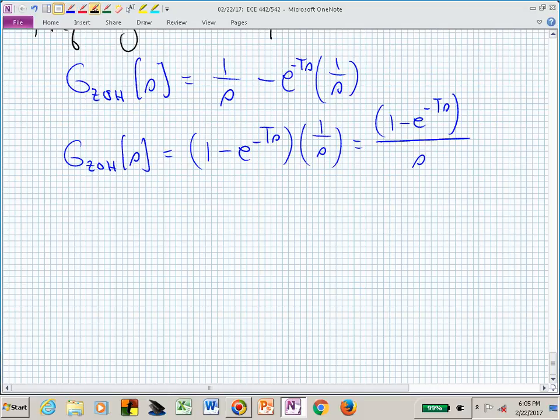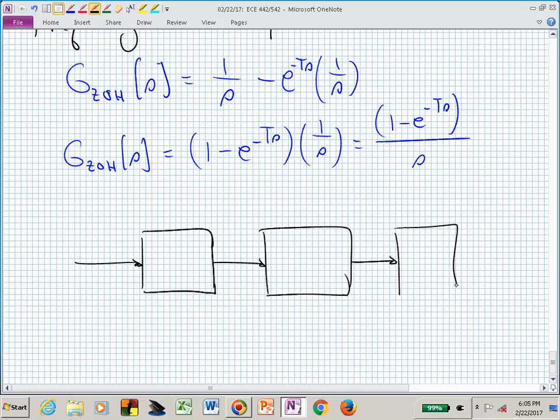And that's going to allow me now to think of this combination of three blocks. Here is the transfer function of my zero-order hold. That's the A to D. I'm sorry, that's the D to A. That's going from digital to analog. Here is my plant, G of s, and here is the A to D.